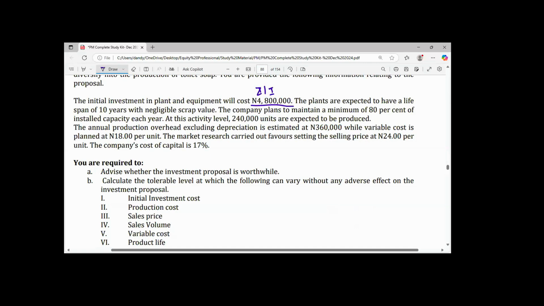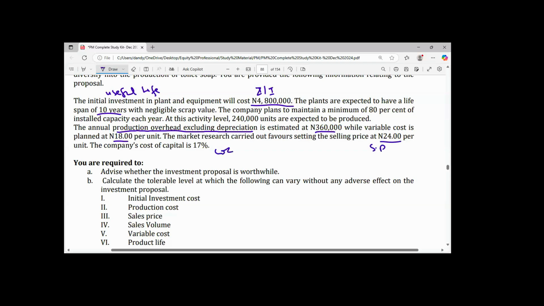The plants are expected to have a lifespan of 10 years with negligible scrap value. The company plans to maintain a minimum of 80% of installed capacity each year. At this activity level, 240,000 units are expected to be produced. The annual production overhead, excluding depreciation, is estimated at 360,000, while variable cost is planned at 18 naira per unit. The market research carried out favors setting the selling price at 24 naira per unit. The company cost of capital is 17%.